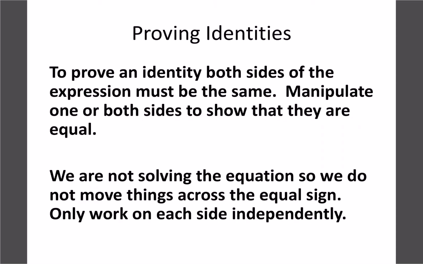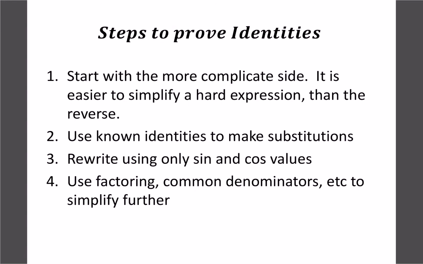So when you're dealing with trig identities, we need to try to prove that both sides of the equal sign are exactly the same. And to do that, you either change one or both of the sides until you get them to be exactly the same. We're not solving the equation, like with a normal equation where you're rearranging and dividing both sides by something. We're not flipping things from one side to the other. All we're doing is working on each side by itself, one at a time, to try to get them to be the same thing.